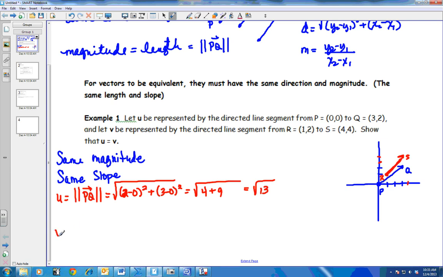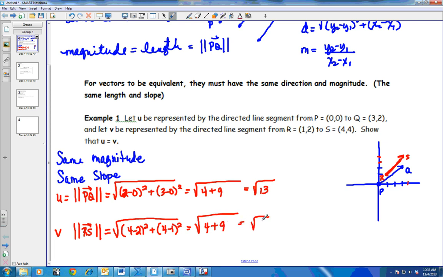Okay, so now let's do v. I'm going to find the magnitude of directed line segment RS. So we're going to find the distance between those 2 points. So it's going to be the difference of my y's, so 4 minus 2 quantity squared plus 4 minus 1 quantity squared. That's going to be 2 squared, which is 4, plus 3 squared, which is 9. So the magnitudes are the same. That's the first step. Now we have to show that they have the same direction. The same direction would be the same slope. So let's find the slope of PQ.